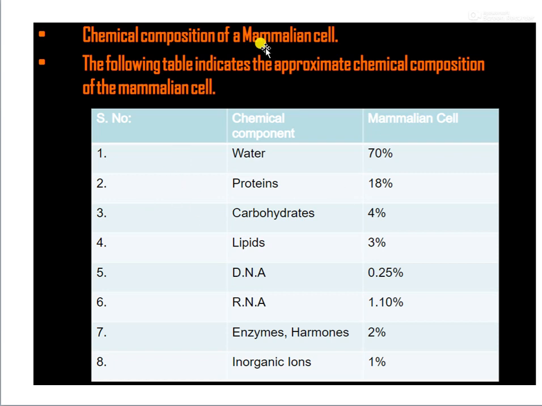If you consider a mammalian cell, you can say 70% of it is water, 18% is proteins, 4% is carbohydrates, 3% is lipids, 0.25% is DNA, 1.10% is RNA, and 2% is enzymes and hormones, and 1% inorganic ions can also be found.